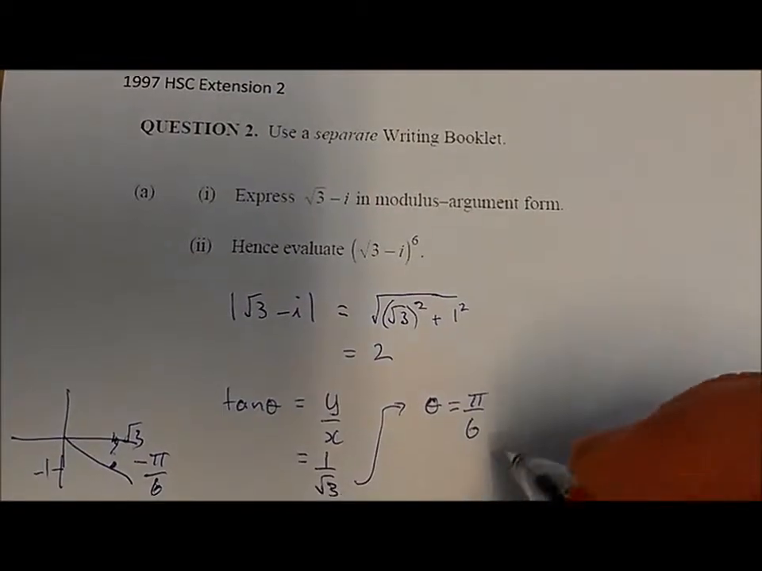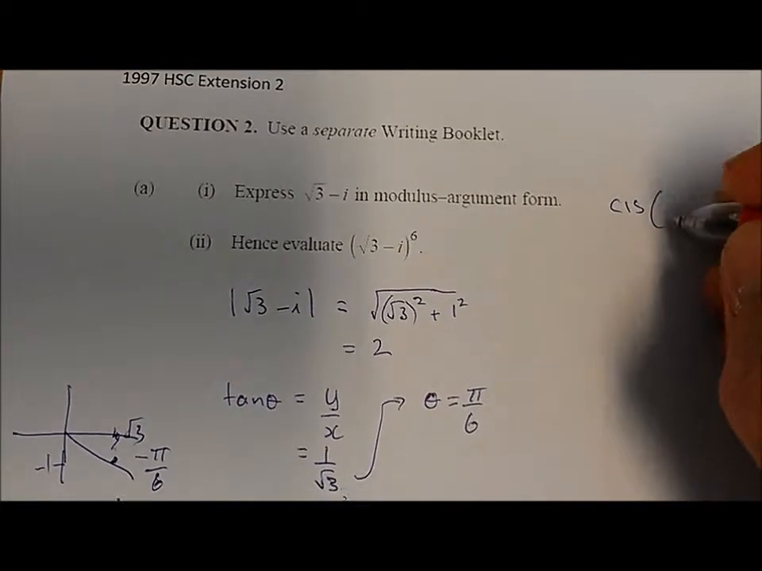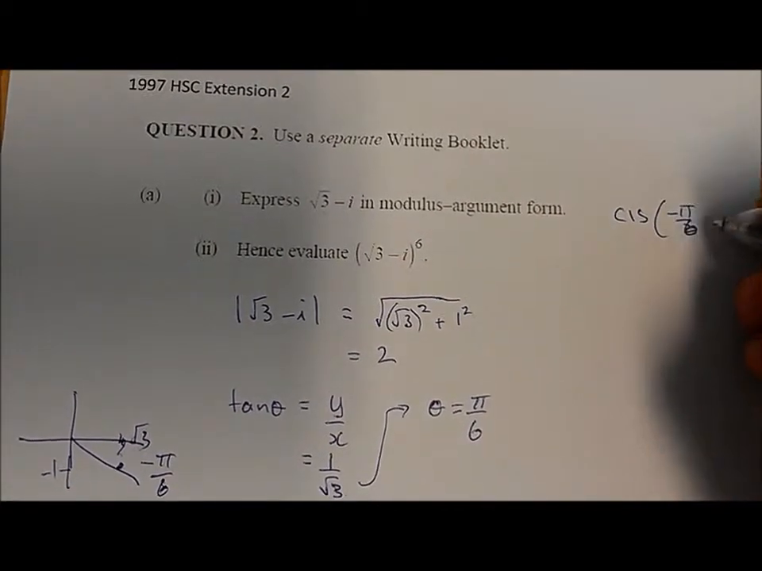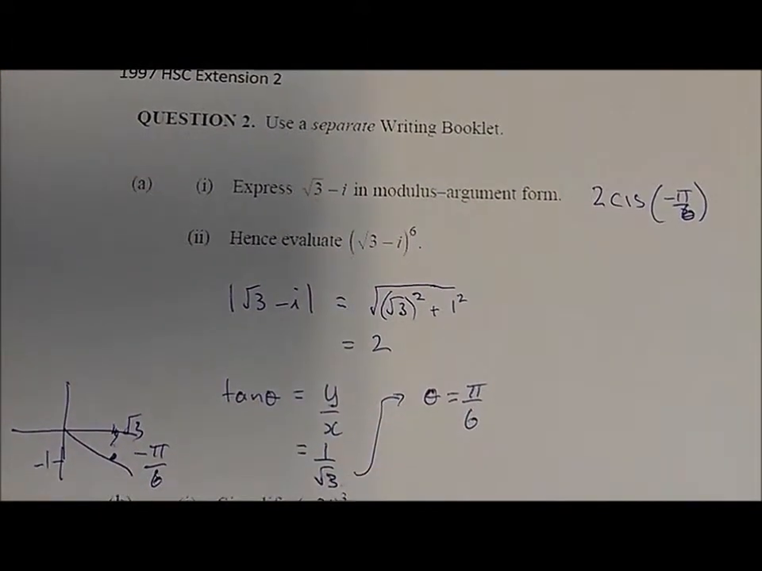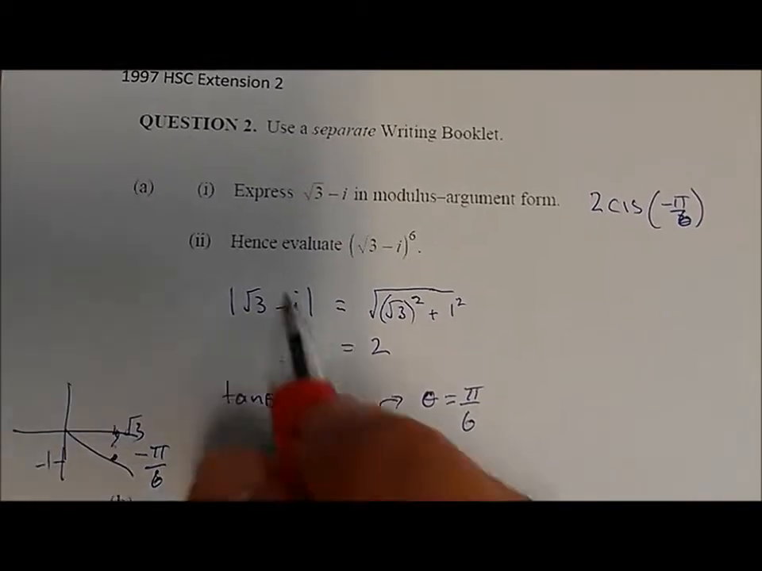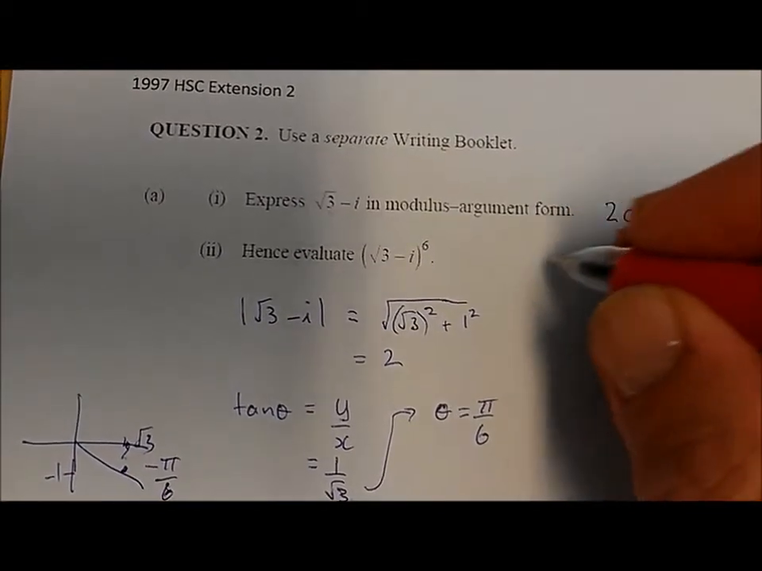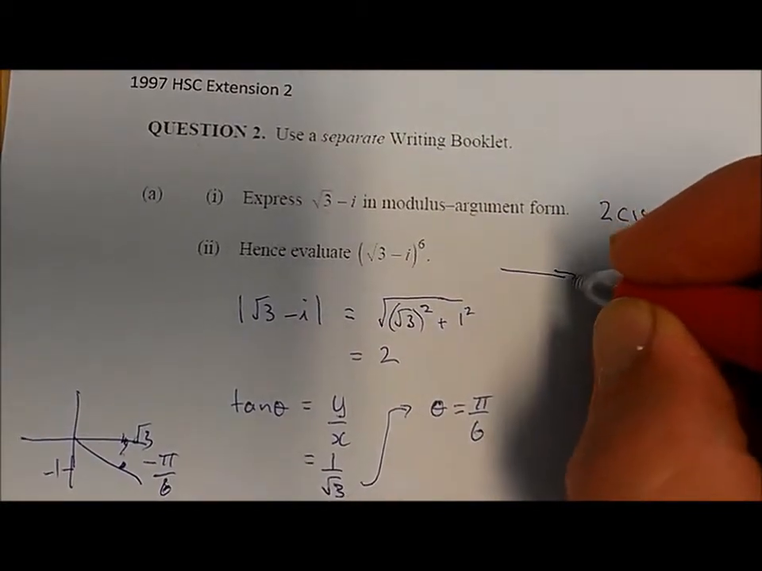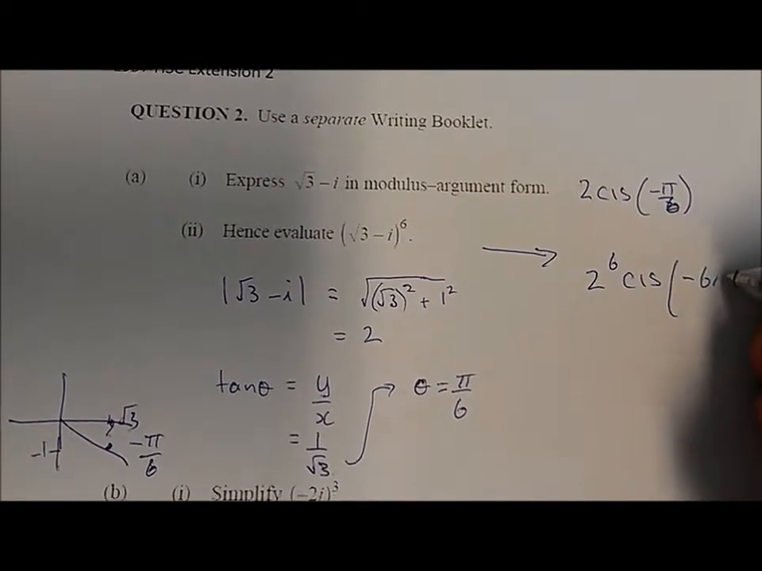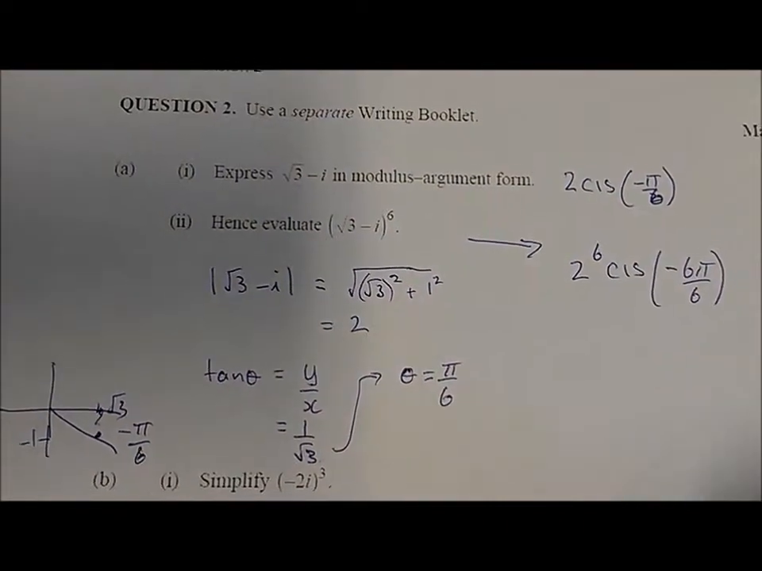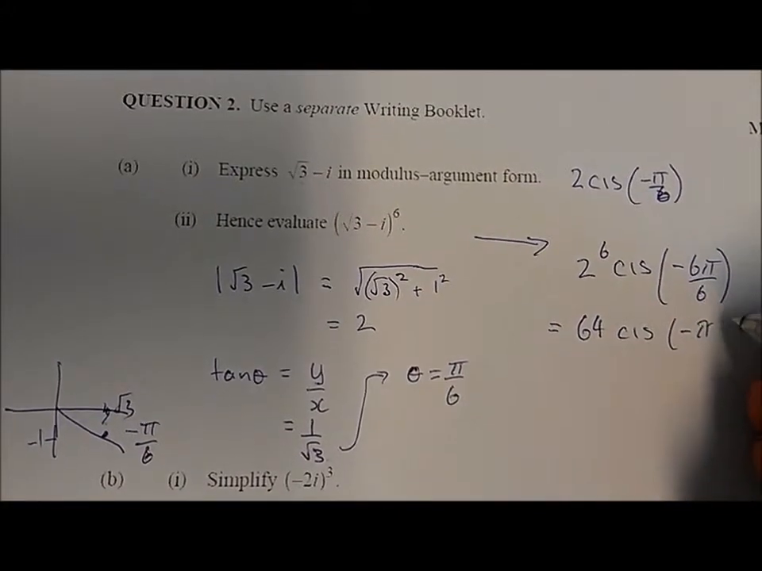So I can now express root 3 minus i in mod arg form as 2 cos i sine negative pi on 6, because the modulus was 2. Okay, part 2. Hence evaluate root 3 minus i to the 6. We'll just use de Moivre's theorem. For part 2 we get 2 to the 6 cos i sine negative 6 pi on 6, which I can see is 64 cos i sine of negative pi.